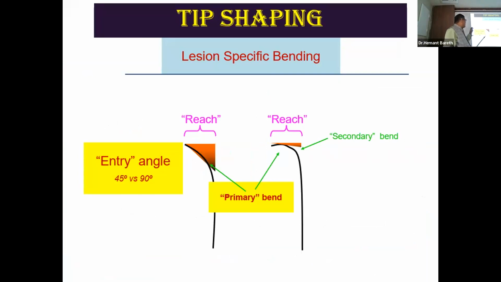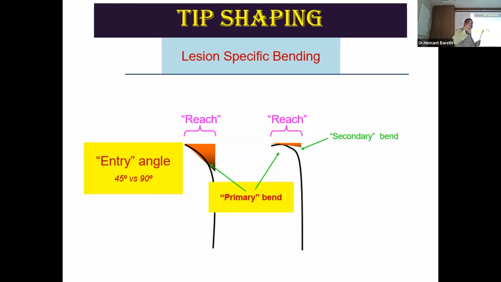So basically, you have to look at three things. One is the entry angle. An entry angle is the angle through which the wire enters the lesion. So if this is the lesion, the wire enters through the lesion.